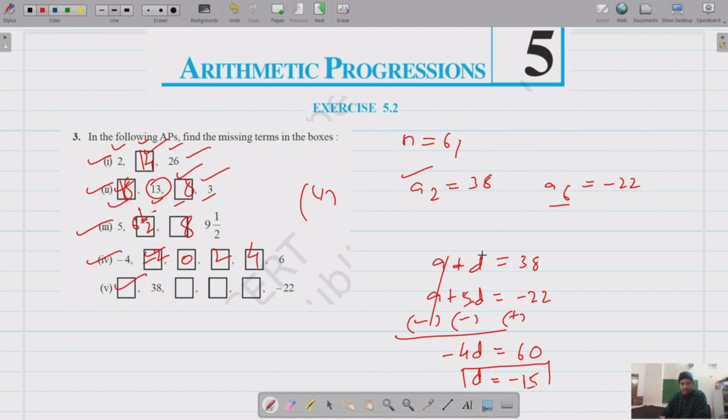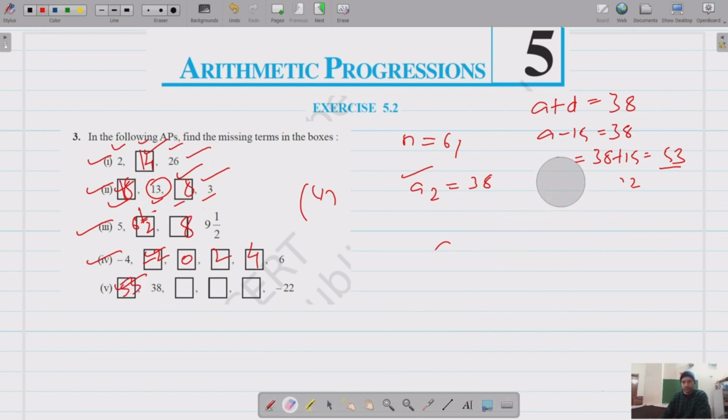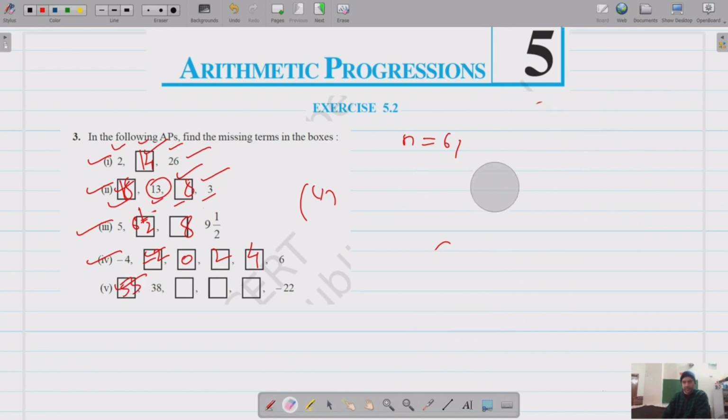Because we have D, we can use any of these equations to find out A. So A plus D was 38 and D is negative 15. So that gives us A as 38 plus 15, that is 53. So A is 53. So I will just leave it as, now we have A as 53.